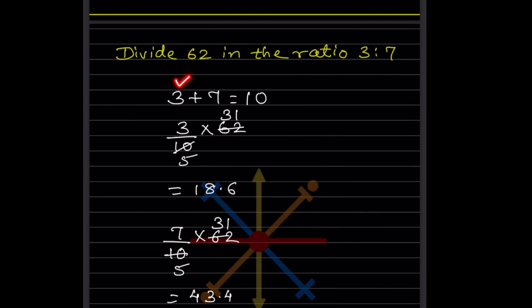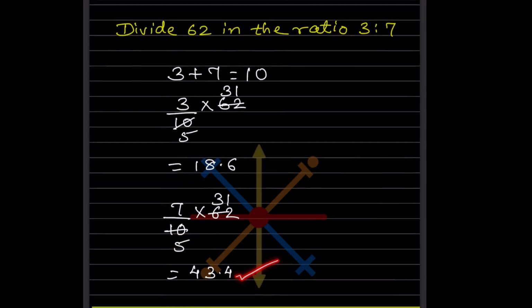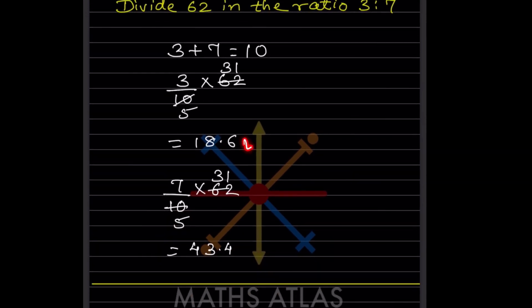Now this first part is done. For the second part, 7, you divide it by 10 and multiply by 62, because it is of 62, so you always multiply with this number. Again here 2 5s are 10, 2 31s are 62. When you multiply, 31 7s are 217, divided by 5, that will be 43.4. So these are the two numbers.